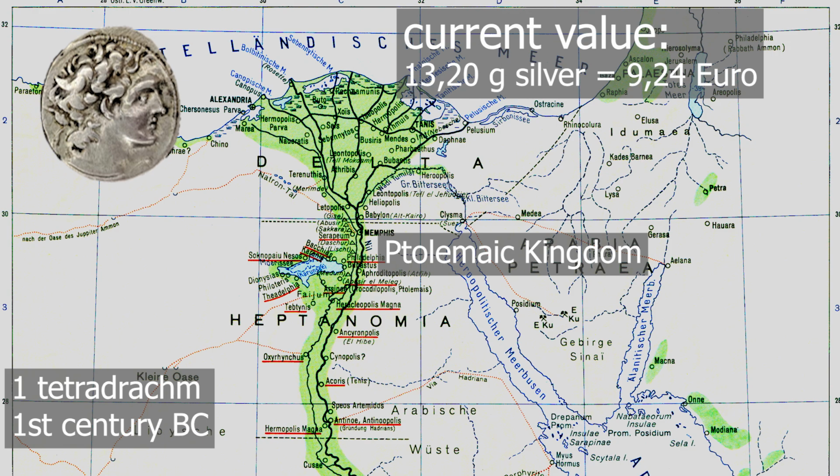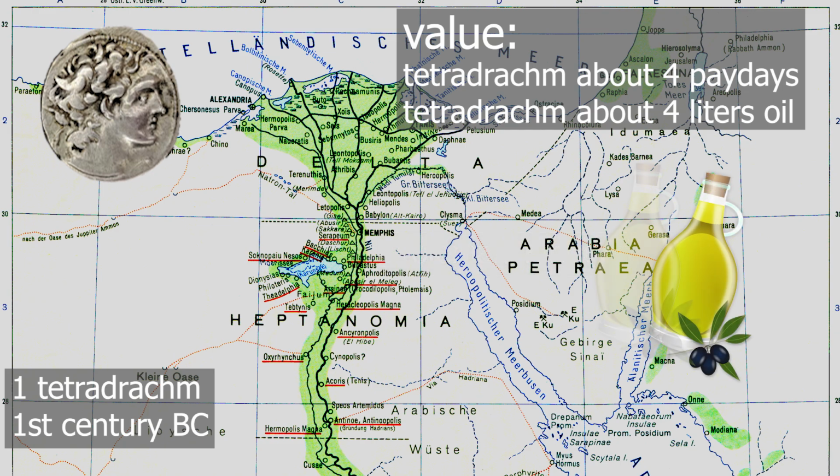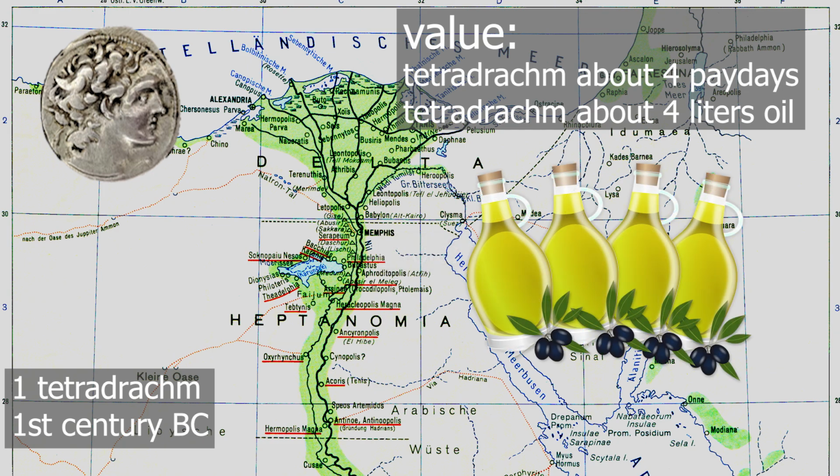In terms of material value, that would be just about 9 euros in November 2023. Back then, however, such a drachma represents an entire day's wage or the cost of 4 liters of oil. Of course, such conversions are complex, but they give a better impression of what could have been done with such a coin at that time.